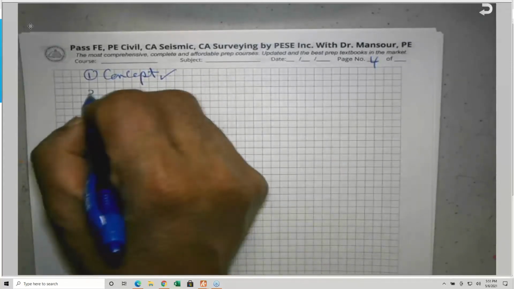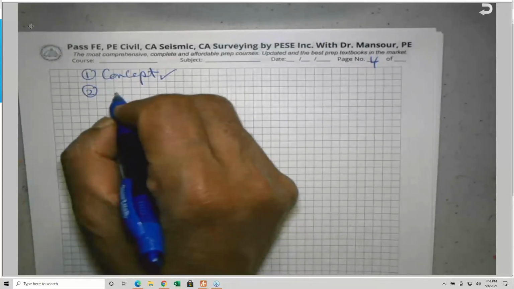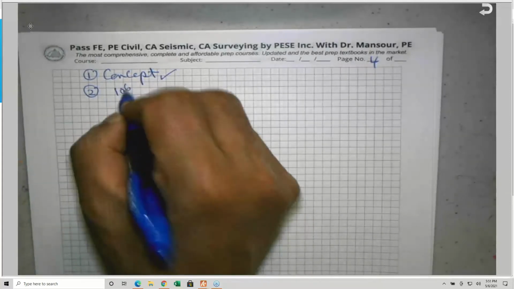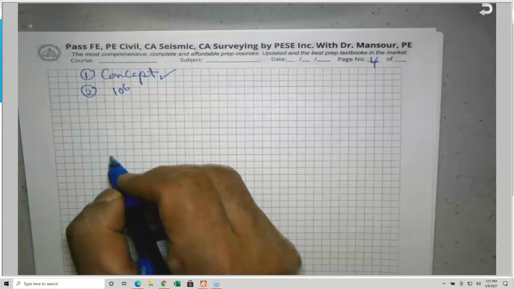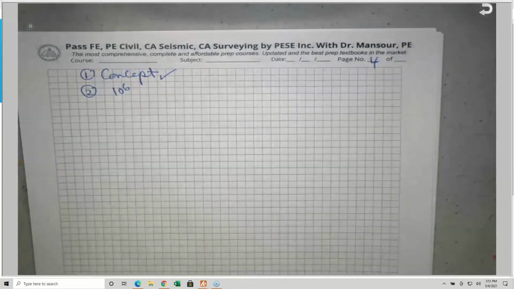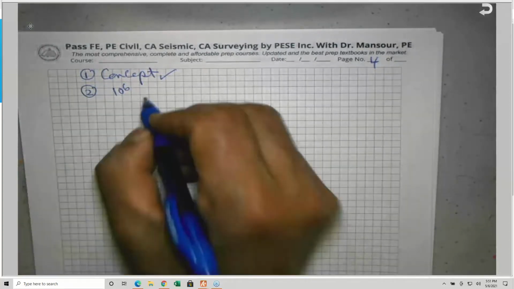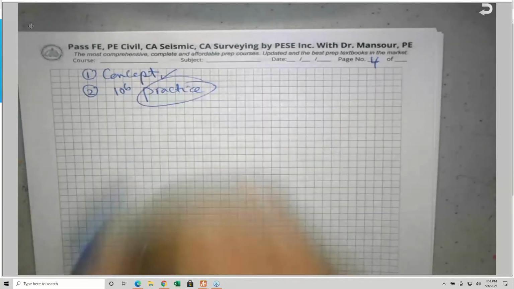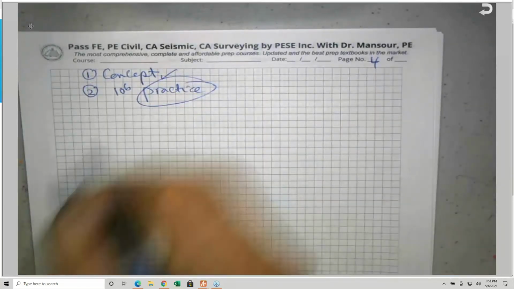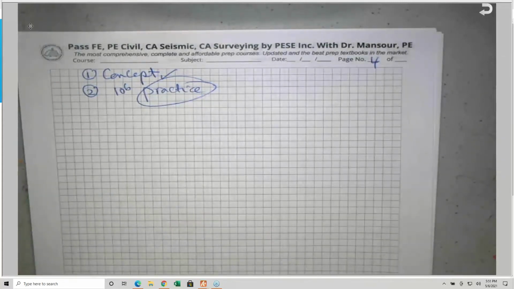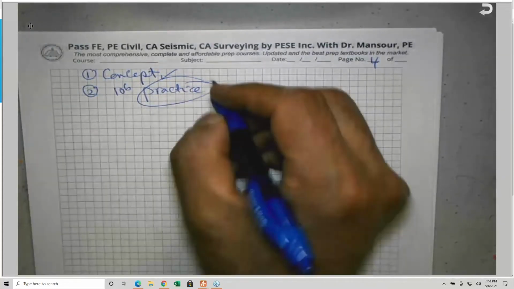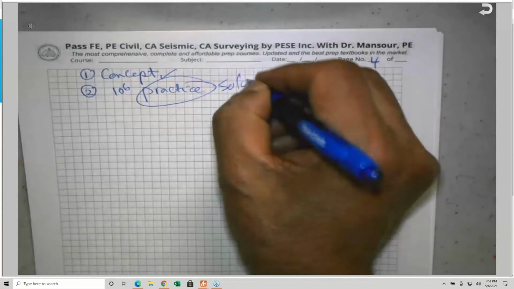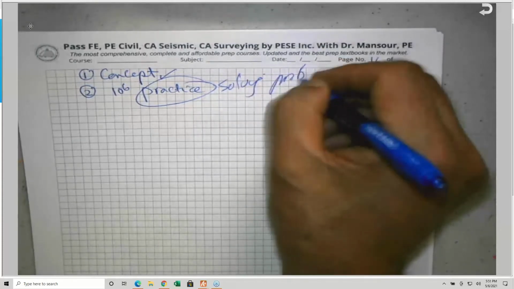Number 2, what is this number here? Million, okay, not billion, million. I will use only million today. Million times, practice. I mean, I will repeat this million times, but here it is: practice, by solving problems.